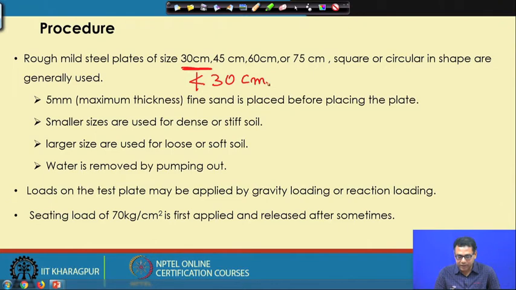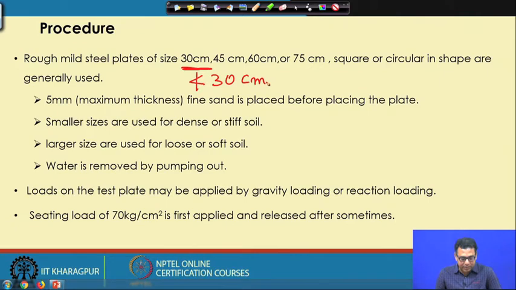When we place the plate on the ground, 5 millimeter of fine sand is placed on the ground in the pit, and then we place the plate. This will give a smooth contact between the soil and the plate. Generally, smaller plates are used for dense or stiff soil, and larger sizes are used for loose and soft soil. Now, water is removed by pumping out.